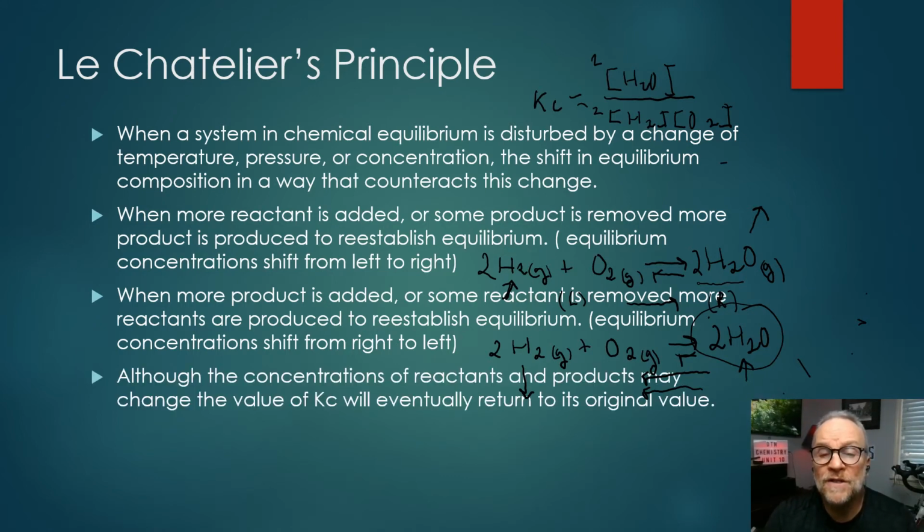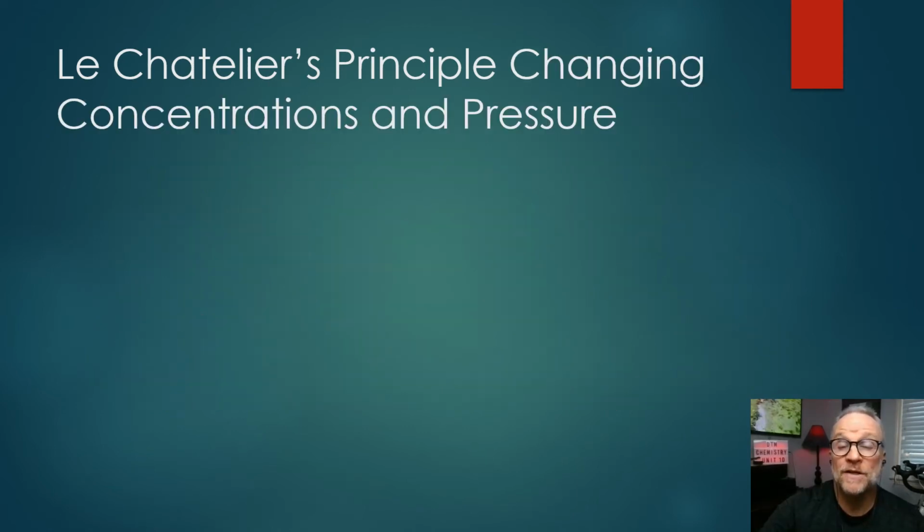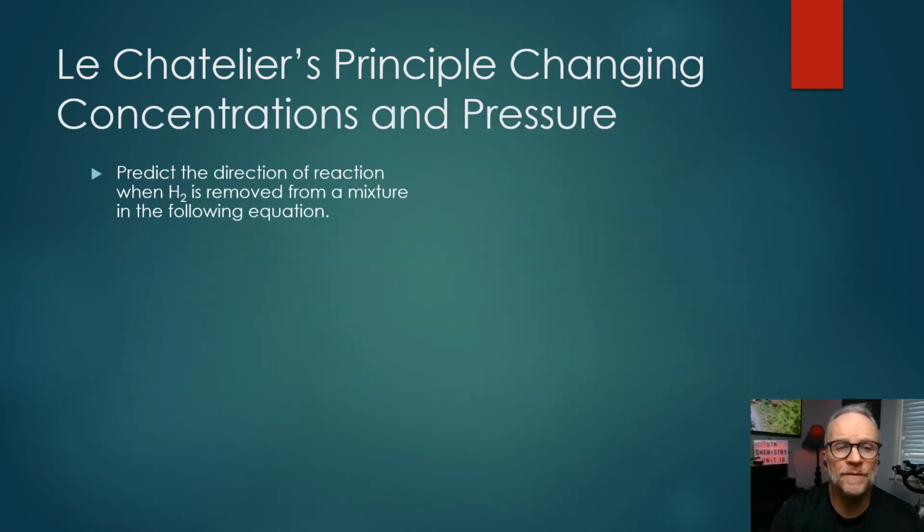Although the concentration of reactants and products may change, the value of Kc will eventually return to its original value. Thus, the term dynamic equilibrium. It's changing, but it also seeks to maintain the same ratios. Le Chatelier's principle: changing concentrations and pressures.